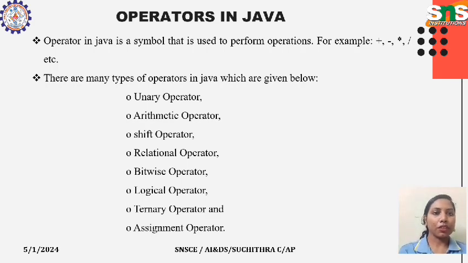An operator in Java is a symbol that is used to perform operations, for example, plus, minus, multiply, division, etc. There are many types of operators in Java, which are given below: unary operator, arithmetic operator, shift operator, relational operator, bitwise operator, logical operator, ternary operator, and the assignment operator.